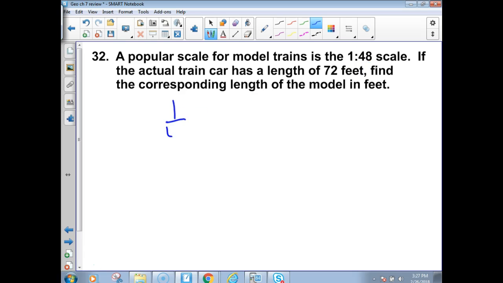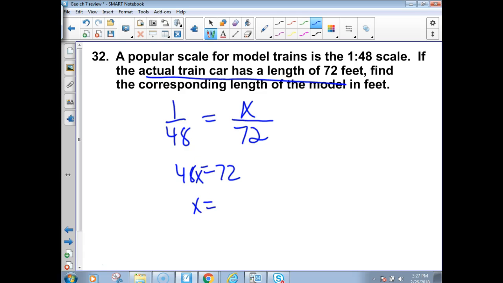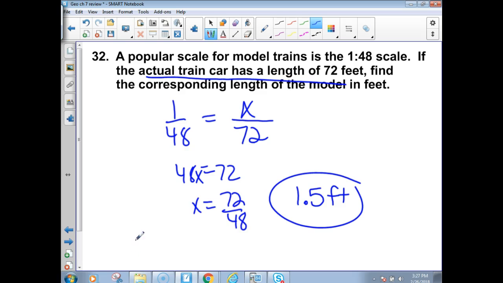We've got a scale of 1 to 48. It says the actual car length is 72. Remember, it was always model to actual. So the 72 feet goes on the bottom. 48x equals 72. We need to divide by 48. So whatever 72 divided by 48 is, 1.5, and that would be feet. It's actually in feet because they didn't give any labels. Besides, it said find the length in feet.